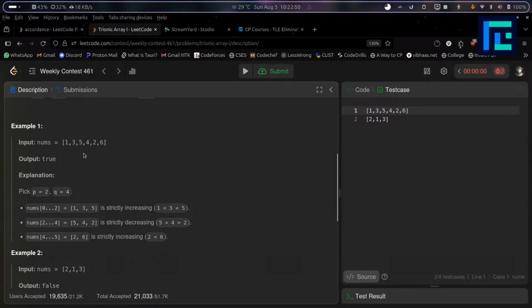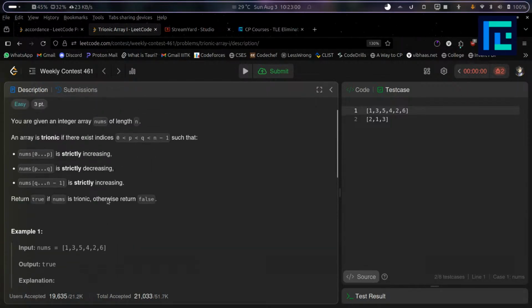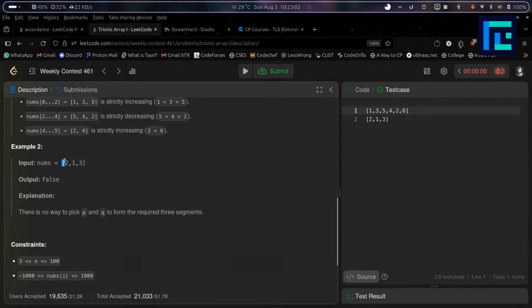You can see that this is trionic because 1, 3, 5 is strictly increasing. Then 5, 4, 2 is strictly decreasing. Then 2, 6 is again strictly increasing. So it is following this form of trionic. All right. Now this second example does not, because 2 and 1 strictly decreases and 1 and 3 strictly increases, but there is no increase, decrease, increase kind of pattern. So that's why this is not trionic and the output is false. Okay.